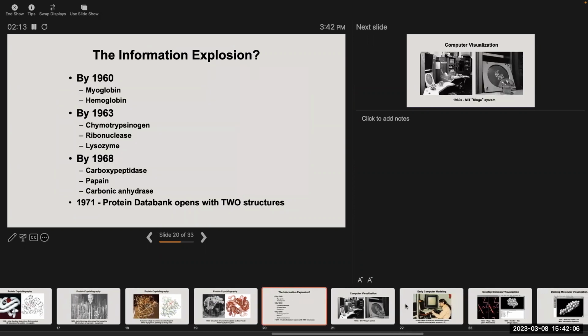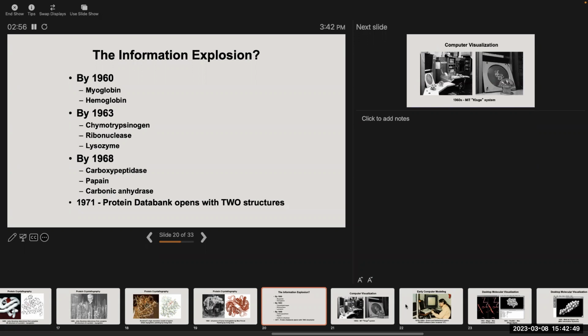By 1960, scientists had solved the structure of only 2 proteins, just myoglobin and hemoglobin. 3 years later, I don't recall exactly which research groups solved these other structures. I don't know if it was still the folks at Cambridge University in England, or if there were other groups that were now starting to do this, but 3 years later, only 3 more protein structures had been solved. By 1968, only 3 more had been solved. So basically by the end of the 60s, we only had maybe 10 protein structures that had been solved in 3 dimensions.